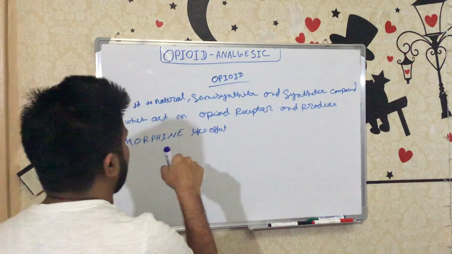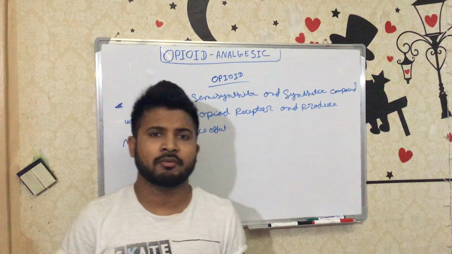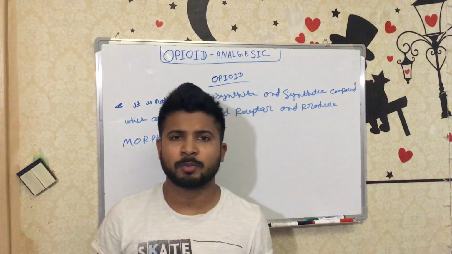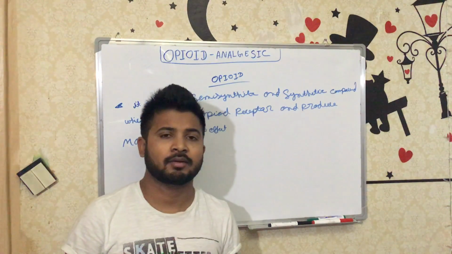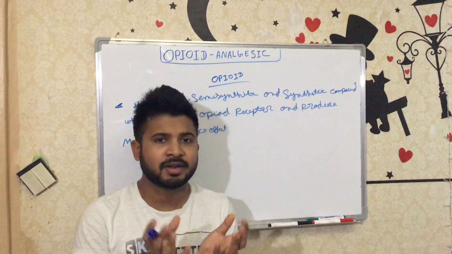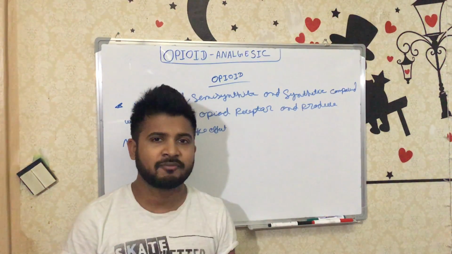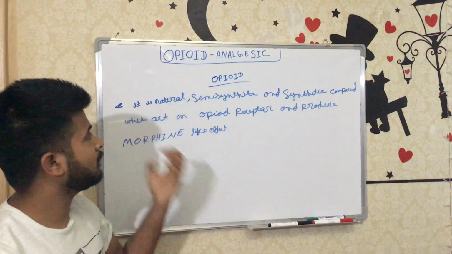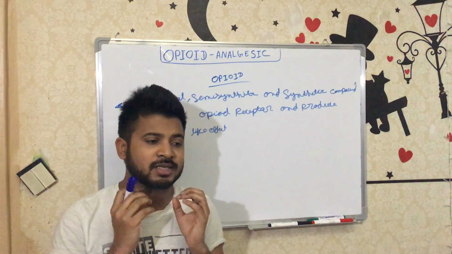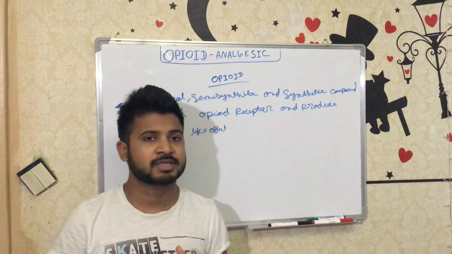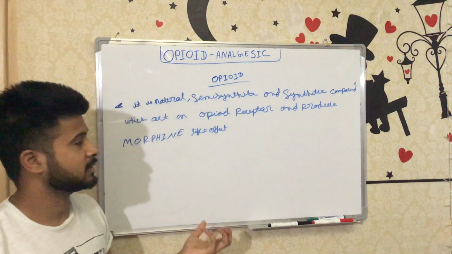Why are morphine-like effects included in the definition? First of all, you should know that morphine is a very popular substance. Whatever effects are seen in a person who takes morphine, the same effects will be seen when a patient takes an opioid analgesic. So for understanding purposes, if we know the main effect of morphine, we can understand that the same effect occurs with opioid analgesics.